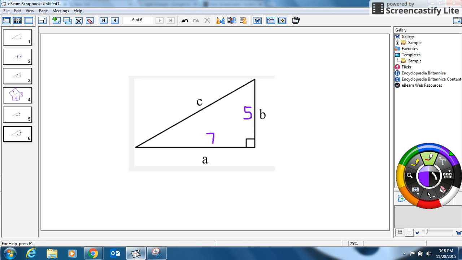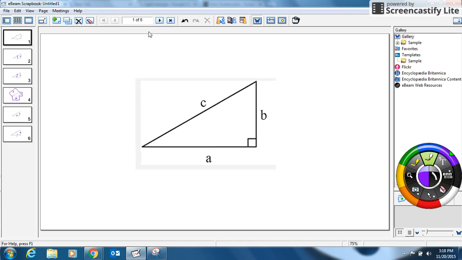Let's get started. So right here, I have a triangle, right? Three sides. But this is a specific triangle. It's a specific name. Down here, where these two legs meet, A and B, they form a 90-degree angle, or a right angle. Anytime you have a right angle in a triangle, we refer to the triangle as a right triangle. So today, Pythagorean's theorem is just going to deal with right triangles.